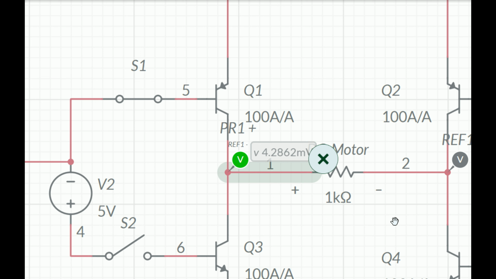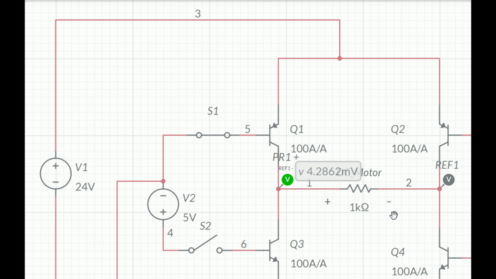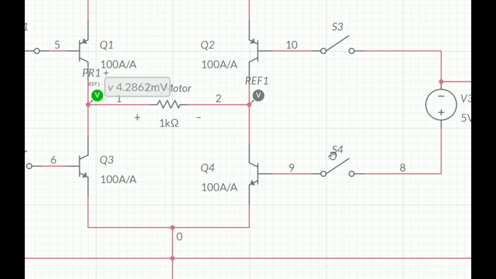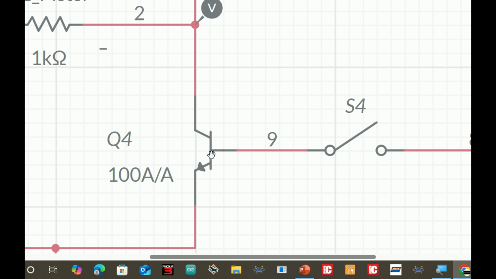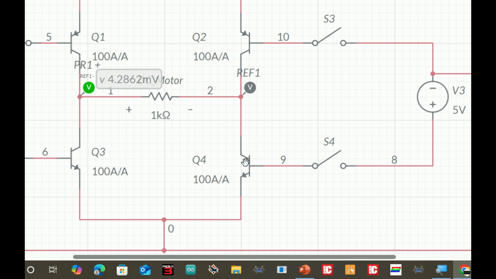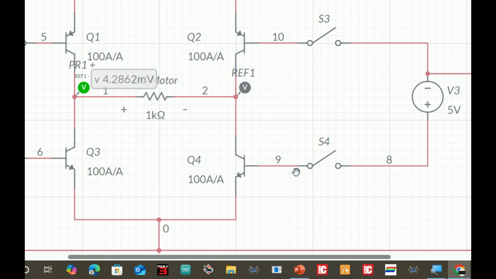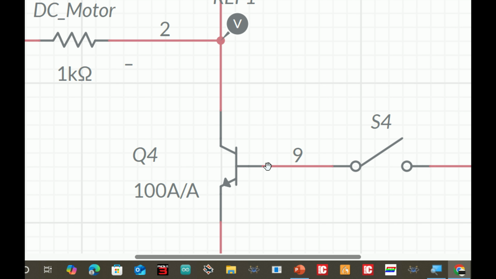But still the motor will not work. We didn't get 24 volt. Why? Because the negative side is still open. Now this is the negative side, and this is an NPN transistor. It only operates whenever a positive signal like 3.3 or 5 volt, or a 1 from the microcontroller, is given to its base, or gate pin in case of a MOSFET. So in case of a BJT it will be the base, and in case of a MOSFET it will be the gate pin.